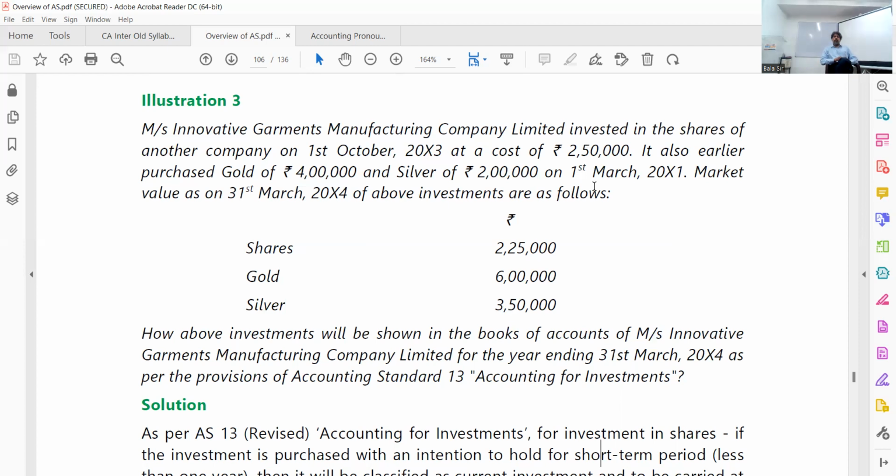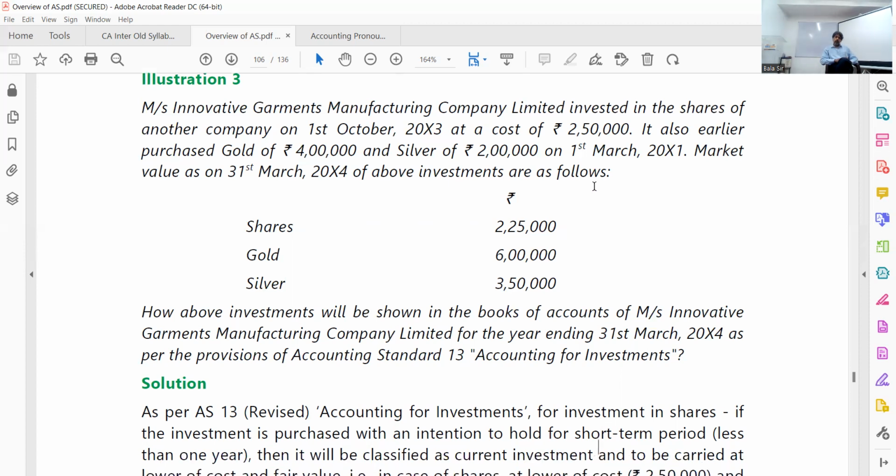Let's go ahead with the solution. Read the question. How will the above investment be shown in the books of Innovative Garments Manufacturing Company Limited? You are that company. For the year ending 31st March 2084, as per the provisions of Accounting Standard 13, Accounting for Investments.